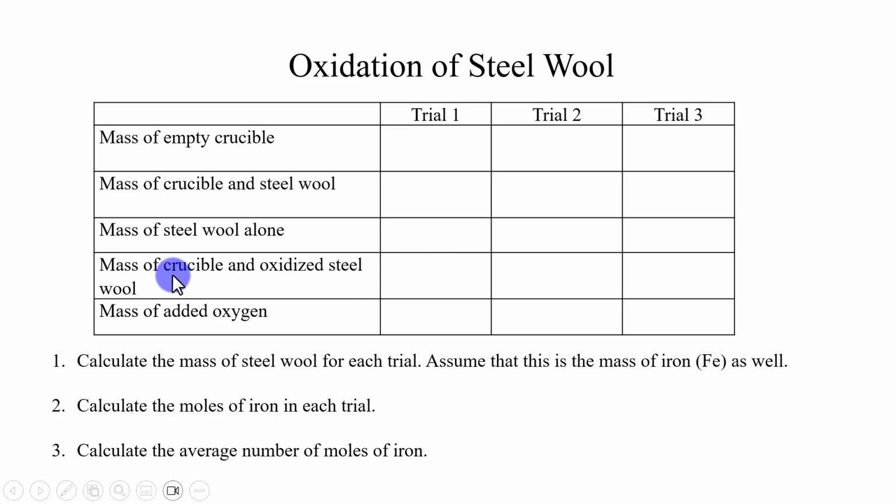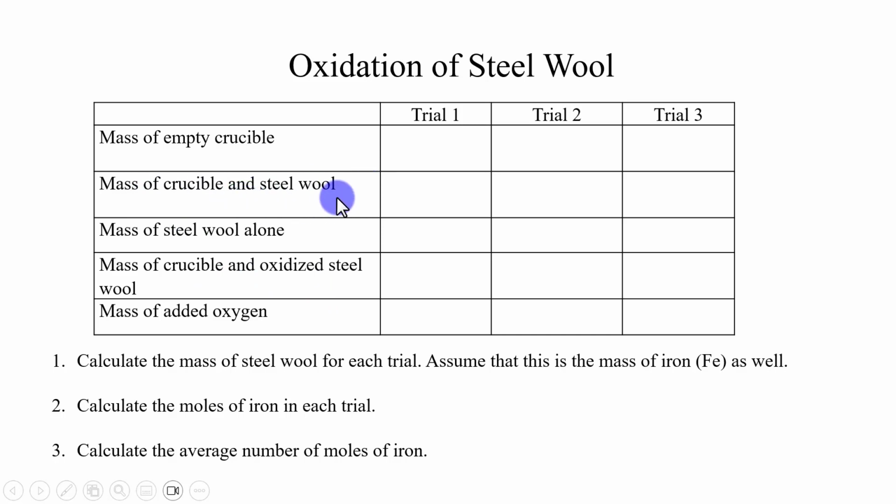Then when we get to the mass of crucible and oxidized steel wool, you'll have 3 other pictures that you can look at and get the mass from those. Then to get the mass of added oxygen, you're going to take the mass of the crucible and oxidized steel wool minus the mass of the crucible and steel wool alone.